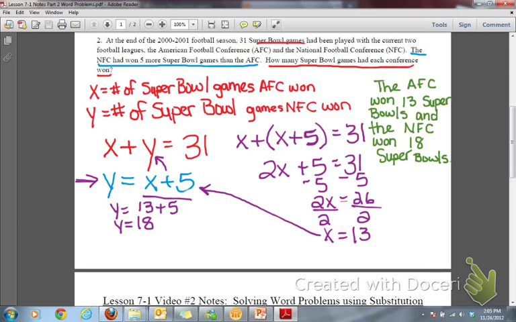And that was a long time ago, 2000, 2001. So some of you that follow football might know how those numbers have changed. But as of that time, the AFC was behind. They had only won 13, and the NFC had won 18 Super Bowl games. Okay, so let's move on to example number 3.